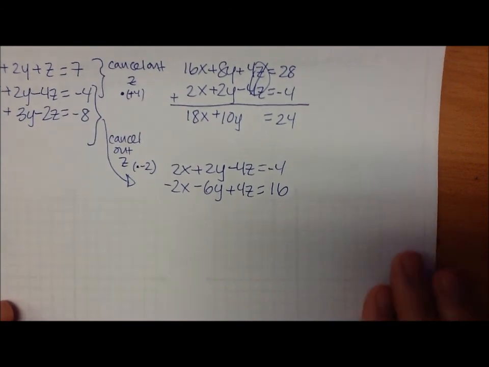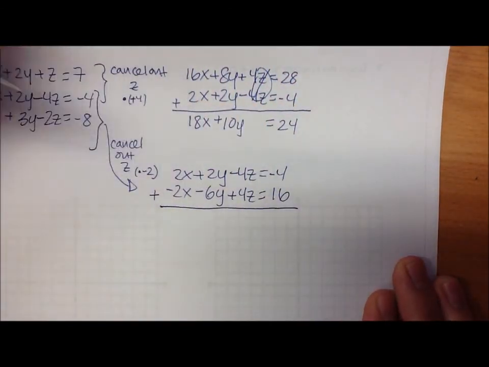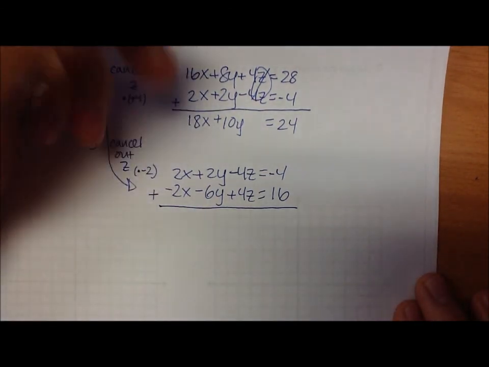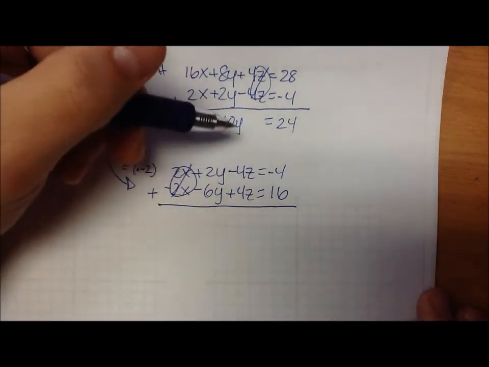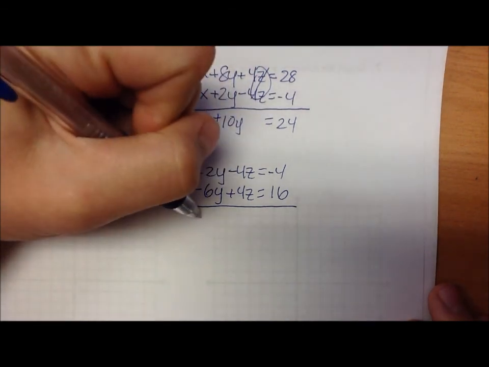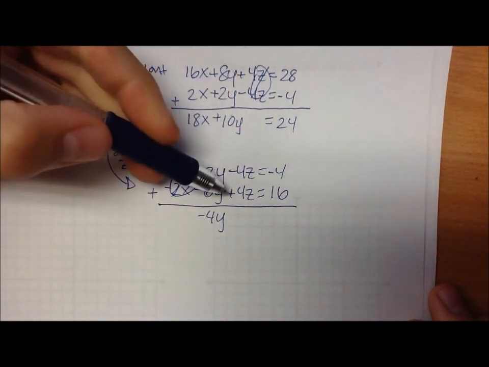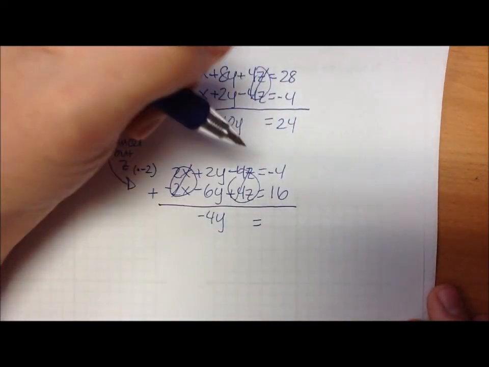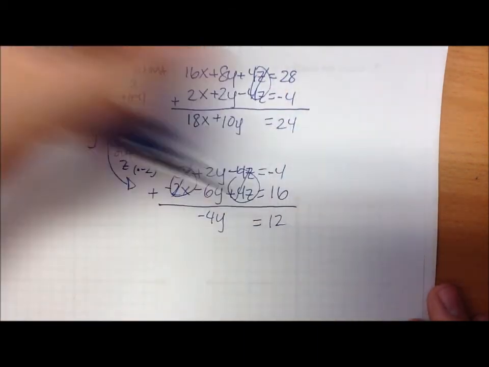Okay, so now I'm going to do the same thing that I did before. I'm going to add down. And when I do that, oh look, my 2x and my -2x, that actually makes a 0 pair as well, which is kind of convenient. And with the 2y minus 6y, that's going to give me -4y. And my -4z plus 4z, that's also going to make a 0 pair. So that's all going to equal -4 plus 16, which is 12.